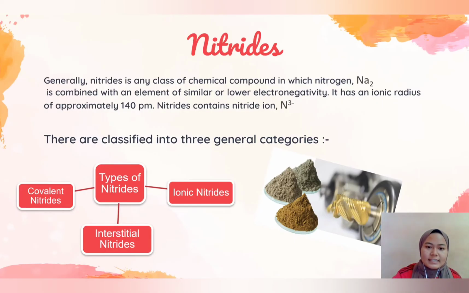Generally, nitride is any class of chemical compound in which nitrogen is combined with an element of similar or lower electronegativity. It has an ion radius of approximately 140 pm, and nitrides contain the N3- ion. They are classified into 3 general categories, which are covalent nitride, interstitial nitride, and ionic nitride.